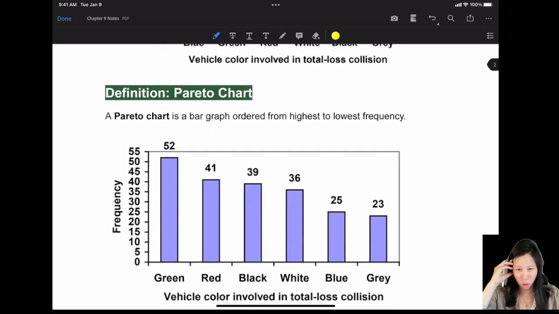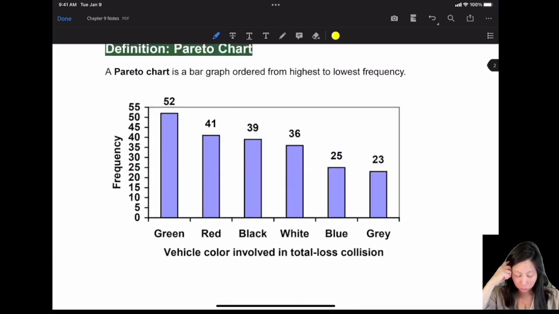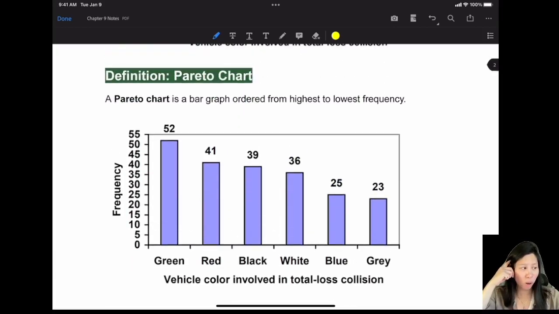That means you will order, since green occurs the most, which is 15.2, so we arrange the highest frequency and then to the lowest. And then the next category will be red, and then black, and then white car. So it seems gray car is statistically the safest one, has less total collision damage reported. So this is a Pareto chart.